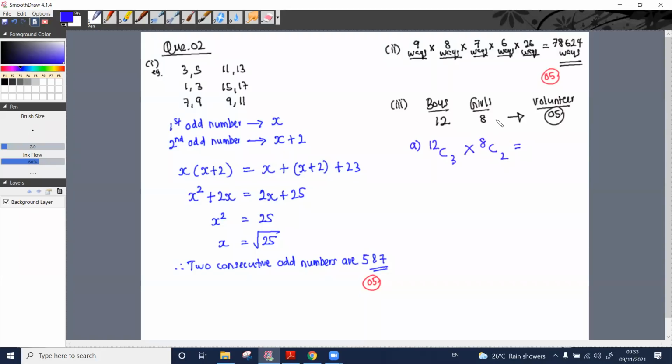So how many ways are there? 12 C 3 into 8 C 2 gives 6,160 ways. 6,160 ways are there.